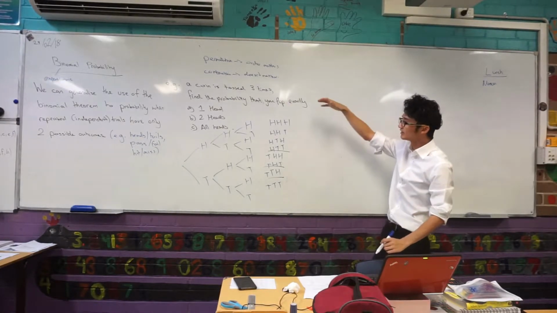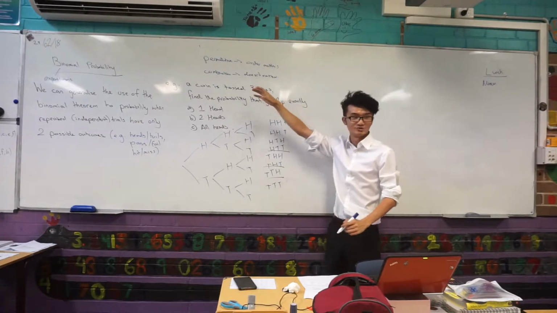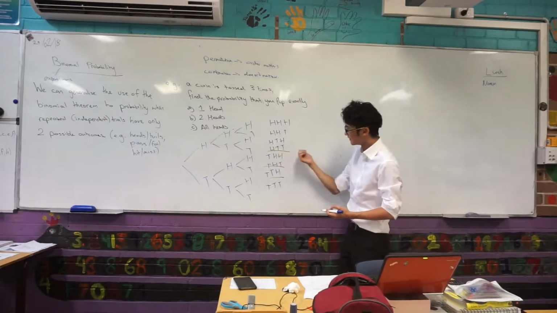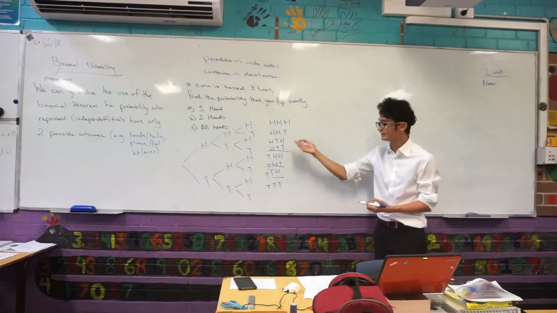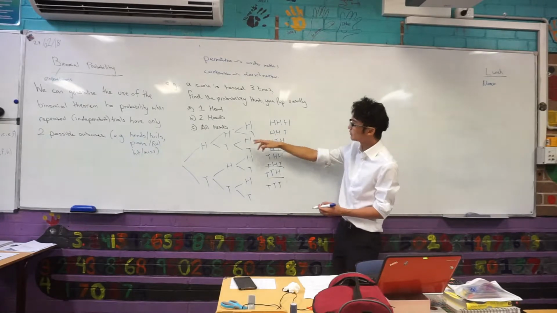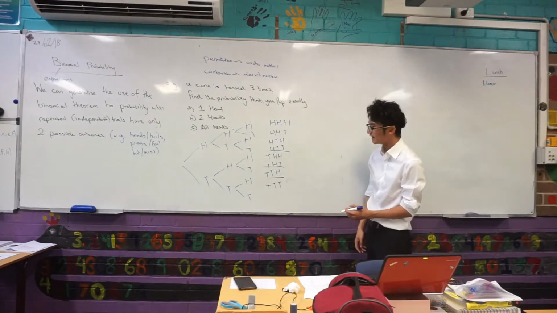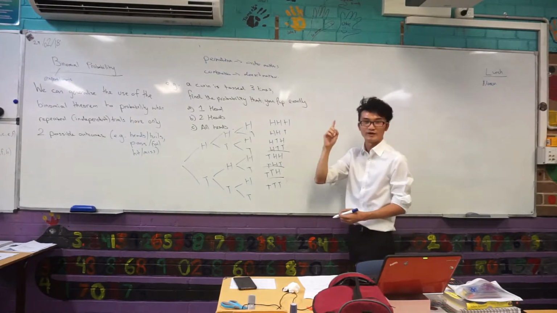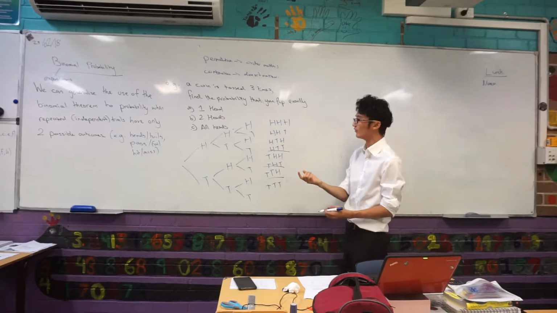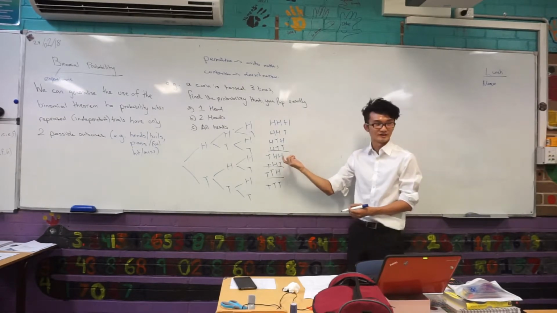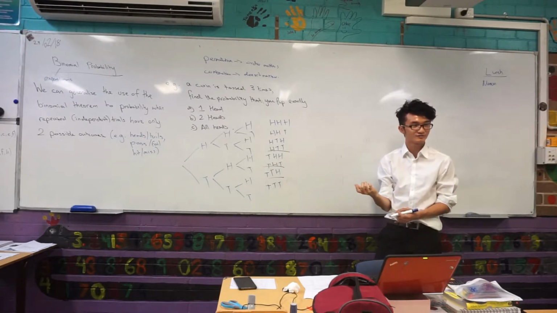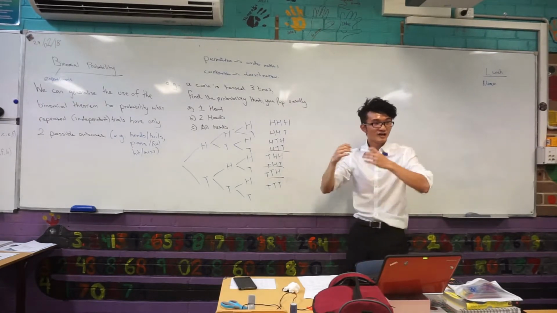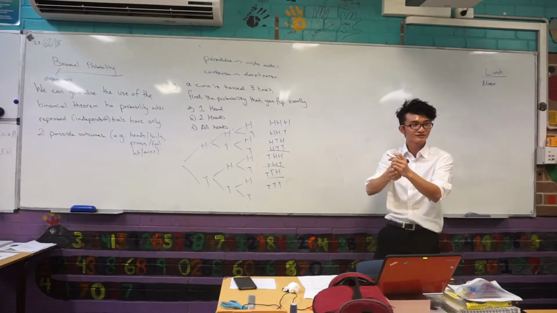Okay, let's think about our arrangements. I want to think about these positions, these outcomes here. When I'm looking for the probability that I flip exactly one head, does the order matter? Does it matter where that head occurs? No. It doesn't matter where that head occurs as long as it occurs. Does that make sense?